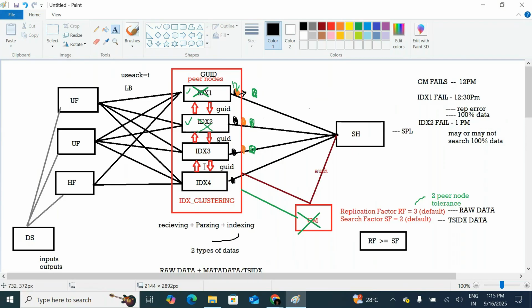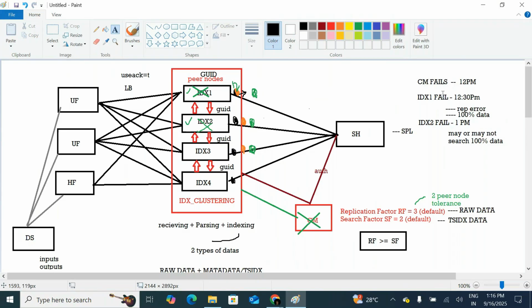So this is about indexer clustering. In the first case, it gave a replication error. We said before, the first case is not that. When the CM fails, replication will still be there. When the CM fails and indexer 1 fails, only then will the replication error come. 100% data is searchable. Why? Because the previous data is already replicated. From that time onwards, replication is not happening. The data coming in that period is not replicated. If you search that data and it is on the failed indexer, you can't search it. If it is not on the failed indexer, you can search it.